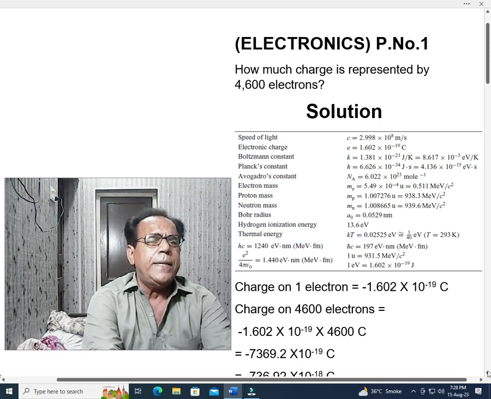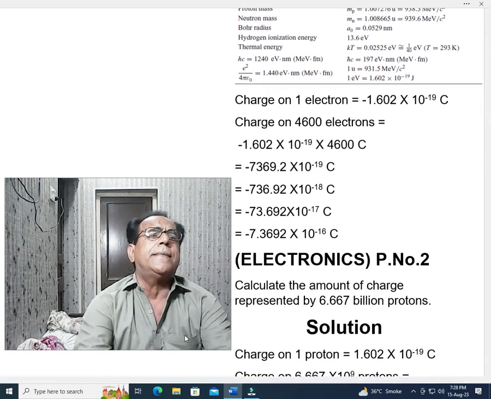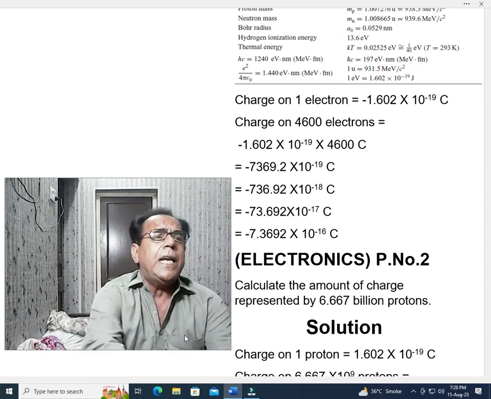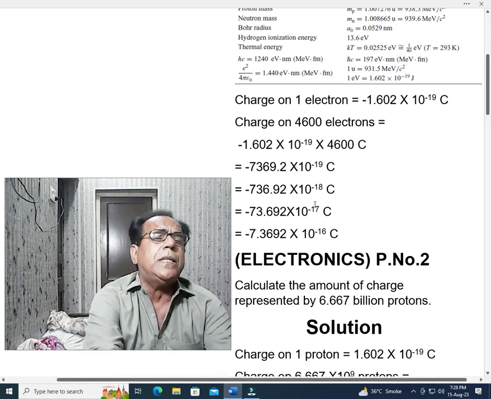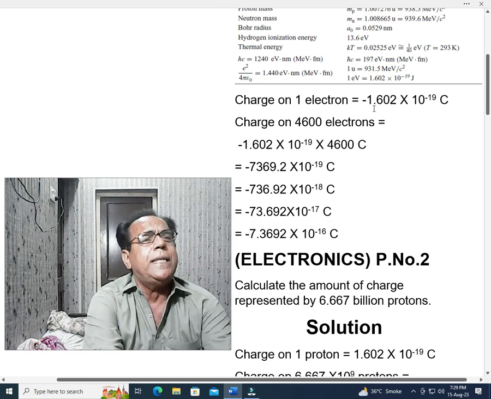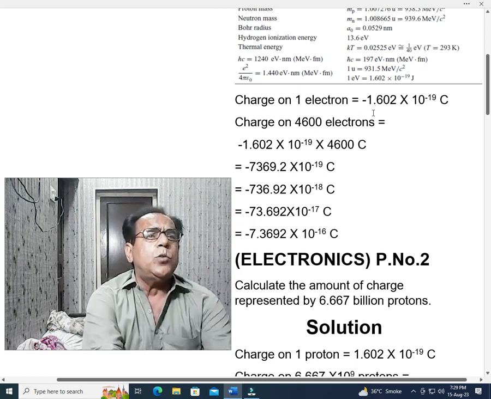Okay, quite easy. Charge on one electron is equal to minus 1.602 into 10 raised to the power minus 19 coulomb. Okay, because here electron is under consideration, so we will take the minus sign. If proton is under consideration, then we will not take minus. Okay, then it will be positive. Charge on one electron is equal to minus 1.602 into 10 raised to the power minus 19 coulomb.